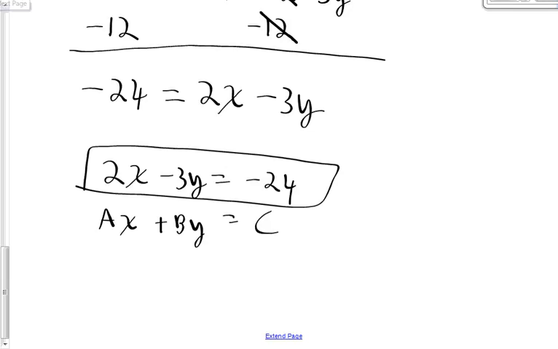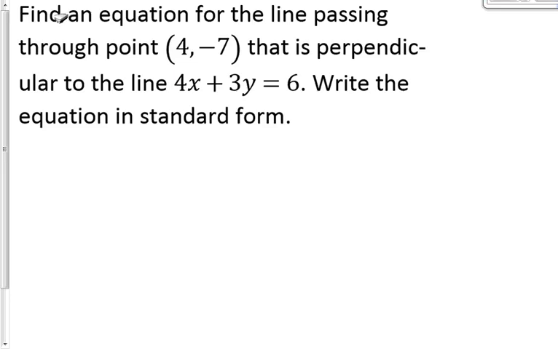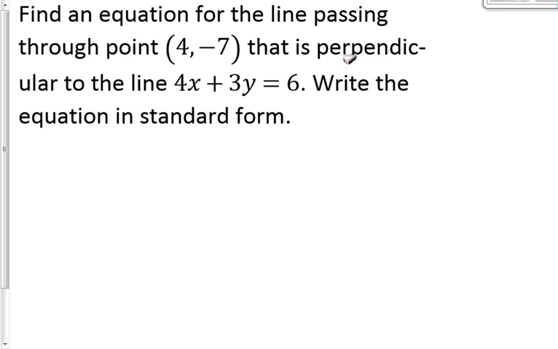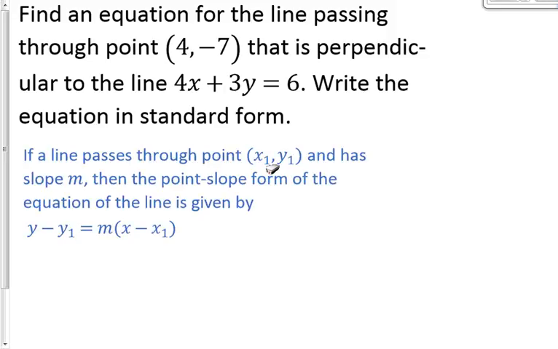All right, now here's another example. Find an equation of a line passing through the point 4, negative 7 that is perpendicular now to the line 4x plus 3y equals 6. So in the last problem, we had two lines that were parallel. In this problem, we have a line that is perpendicular to the line that I need to come up with the equation for. At any rate, we still need to find the slope and a point on the line.